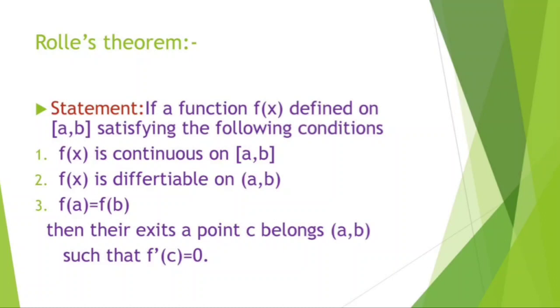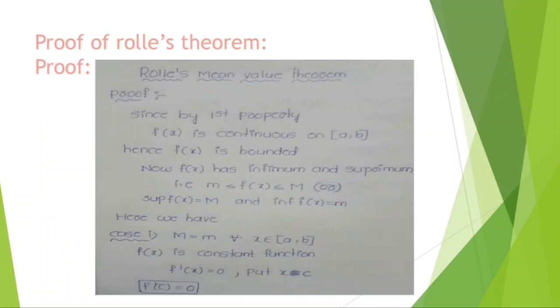Let us prove this theorem. Since by the first property f(x) is continuous on the closed interval [a, b], we know that every continuous function is bounded. So now f(x) becomes bounded, and every bounded set has infimum and supremum values. If capital M and small m are the supremum and infimum values of f(x) on [a, b], that is, supremum of f(x) equals capital M and infimum of f(x) equals small m.